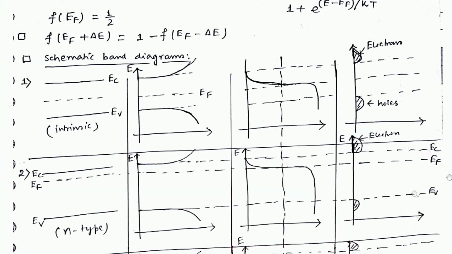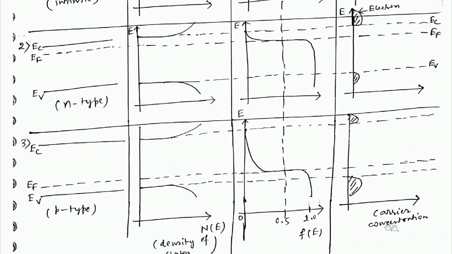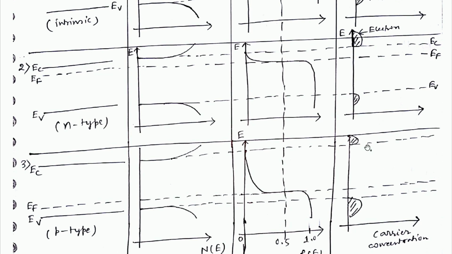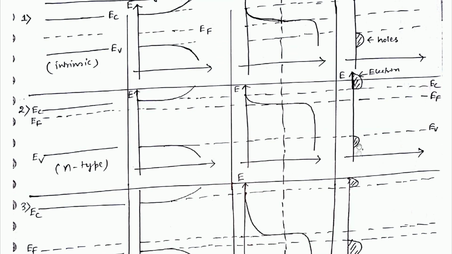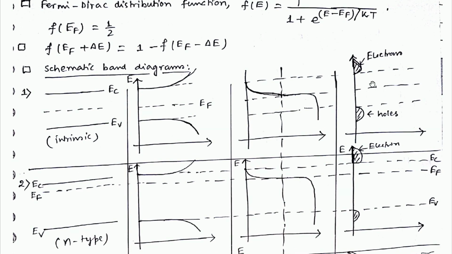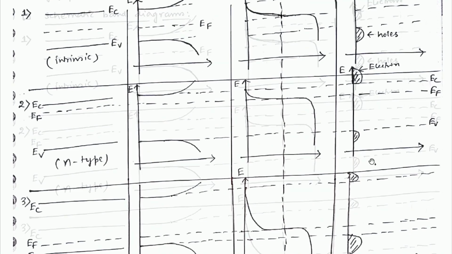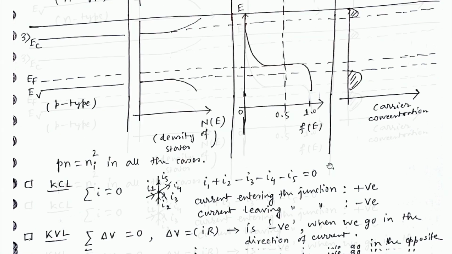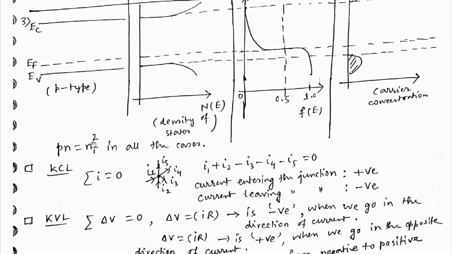And this is carrier concentration along the x-axis. As you can see, the valence band is filled with electrons, and the conduction band is filled with fewer electrons. For n-type, electrons are more in the conduction band, and for intrinsic the concentration of electrons and holes is the same. Now p n equals ni square in all the cases. This is called the law of mass action.